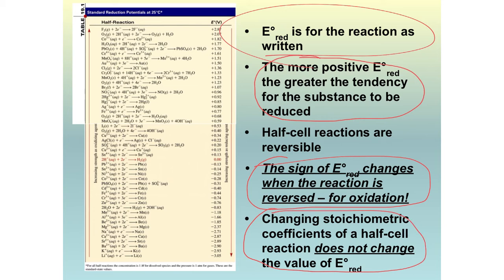This last one here is important. If we change the stoichiometry, that will not change the value of the reduction potential. So if you have twice as many, the voltage stays the same. But if we flip-flop it, it will change the value of the voltage. It will flip the sign. And we're going to do a bunch of examples now.